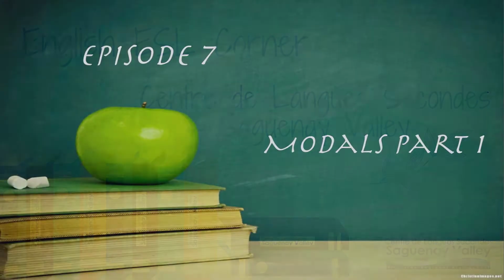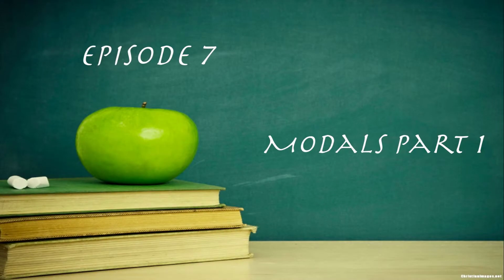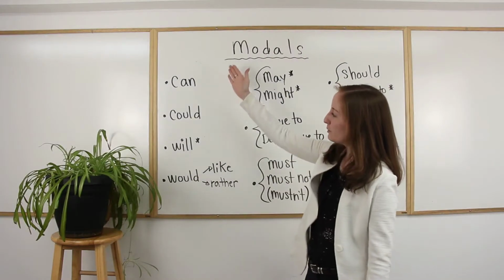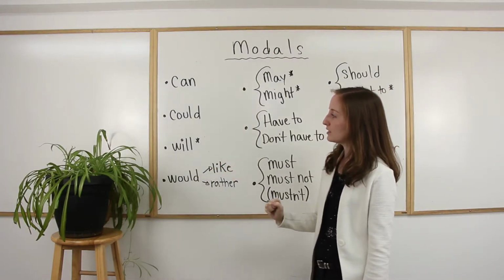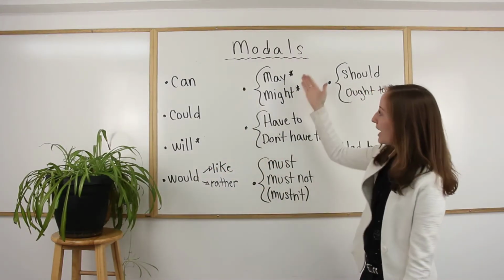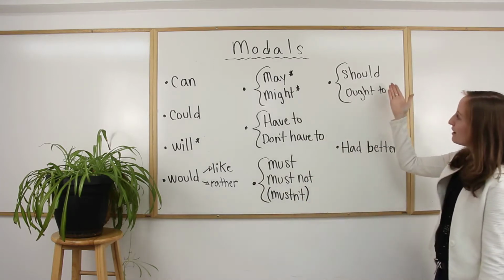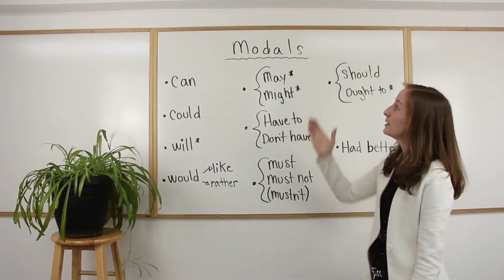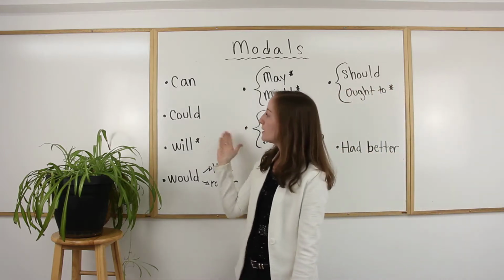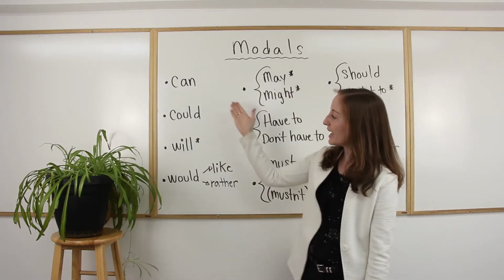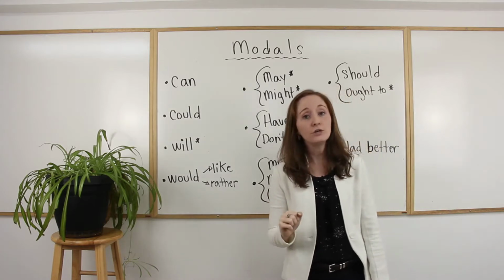Today I will be teaching you about modals and I will be separating them into three separate categories. The first category we will have these four expressions here. Then the second part I will have these six different expressions. And then the final part I will have these final three modals. So for the first part today we have can, could, will, and would.